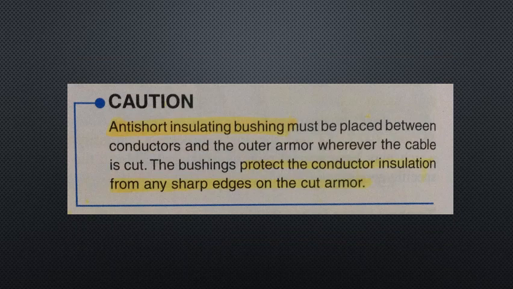Caution: anti-short insulating bushings must be placed between conductors and the outer armor wherever the cable is cut. The bushings protect the conductor insulation from any sharp edges on the cut armor.